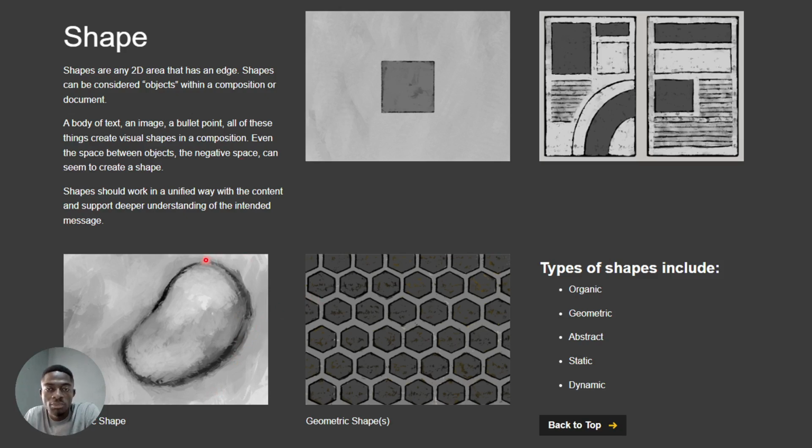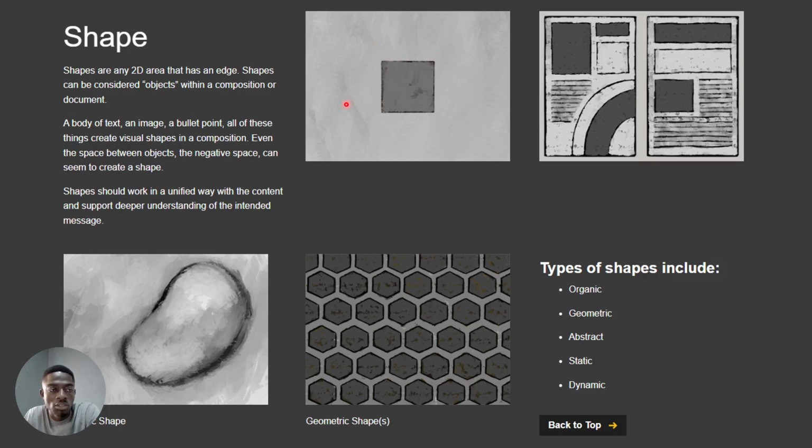Okay, now shapes are any 2D area that has an edge. Okay, so shapes have an edge, and an edge is where two lines are meeting. Okay, so you have a point here, or the vertex over here where the two lines have met, but what it forms when the two lines meet, it forms an edge.